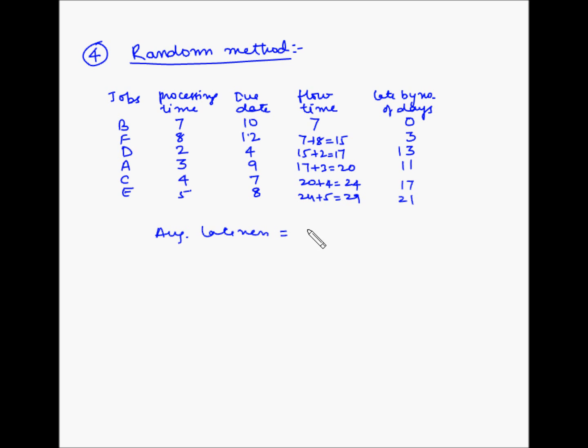So this will be 0 plus 3 plus 13 plus 11 plus 17 plus 21 divided by 6, and this comes out to 10.833 days. Now let us look at the fifth method, which is the shortest processing time method.